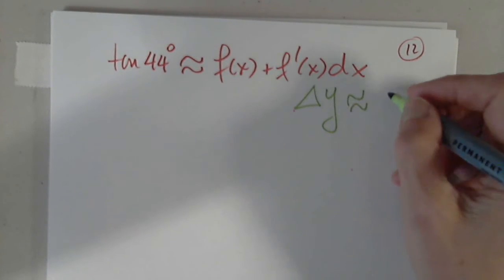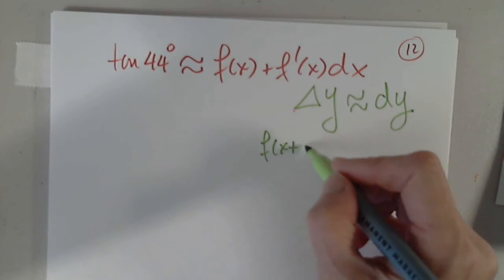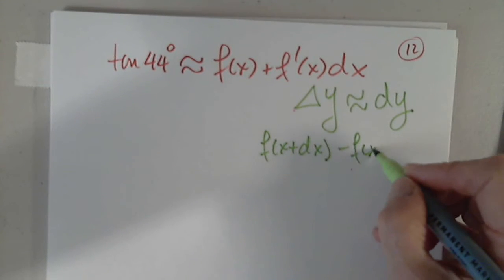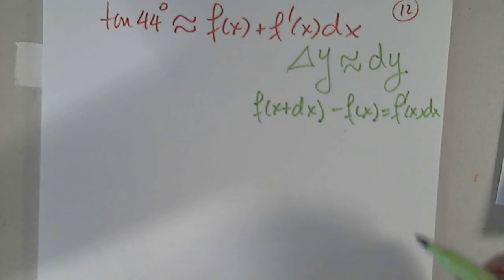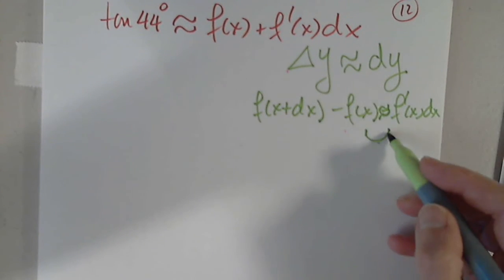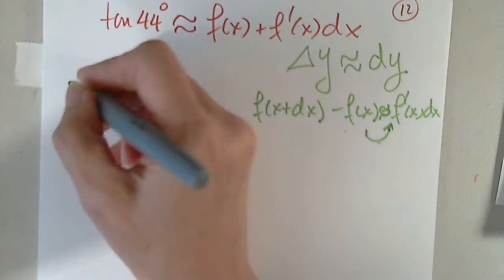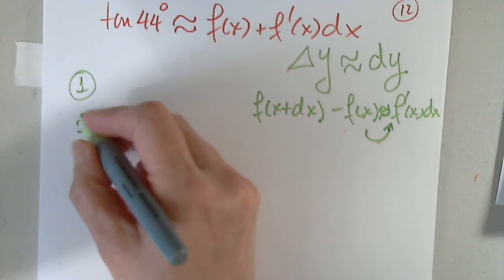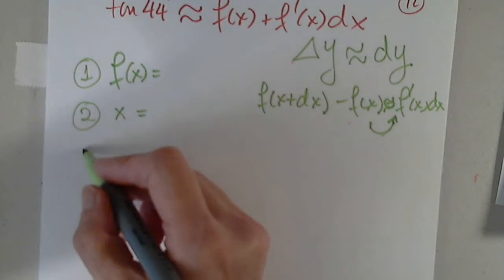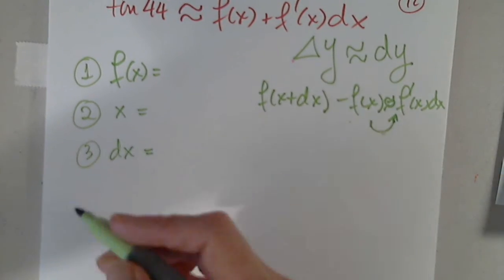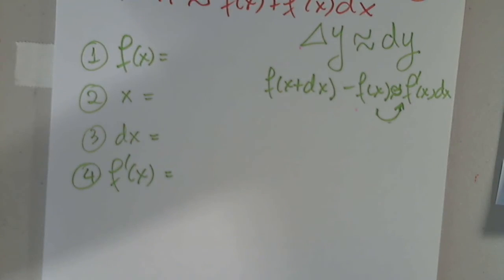So delta y is approximate, not the same as dy. You know that this is f of x plus dx minus f of x, and you know that this is f prime of x dx. And you move approximately, not equal, approximately. So I need to, number one, find the function. Number two, find x. Then number three, I have to find dx. And then, of course, I find f prime of x. Once I have all these, I just plug it in.